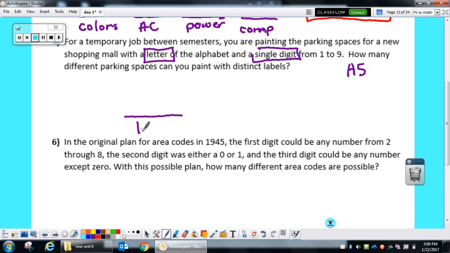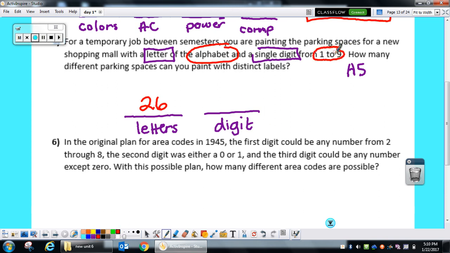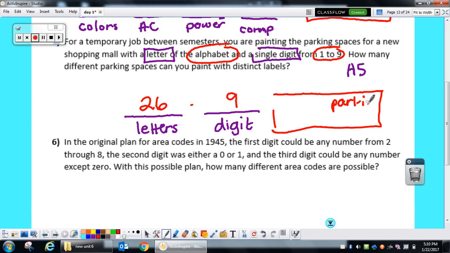Your first category is letters, and it says it can be any letter of the alphabet. So that means you have 26 different options to choose from. Your next category is you have to have a digit, and it's just a single digit, and you can choose from 1 to 9, which is how many different options? Well, if you count 1 to 9, there's 9 different options. 26 times 9, and I will be checking your answer. Don't just leave it blank. And I would label this one parking spaces. Okay, so you're actually going to go through and do that multiplication.